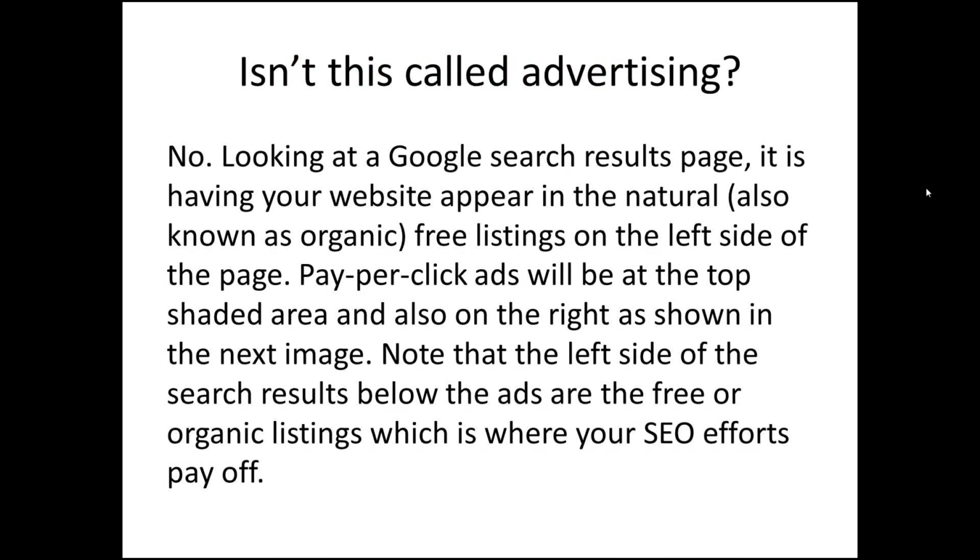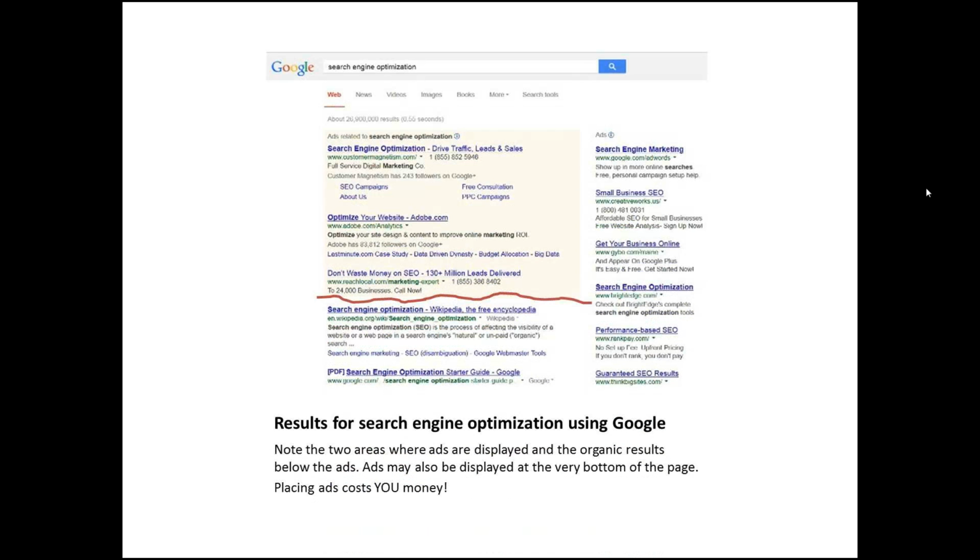People want to know if this is advertising. No, it's not really advertising. Looking at the Google search results page, having your website appear in the natural or organic free listings on the left side of the page is what we're talking about. The pay-per-click ads will be at the top, shaded area, and to the right, as you'll see in the picture. The left side of the search results below the ads are the free or organic listings, which is where the SEO pays off. You can see here's the ads, and there's the organic results down below. You may also see some ads at the very bottom of the page, depending.